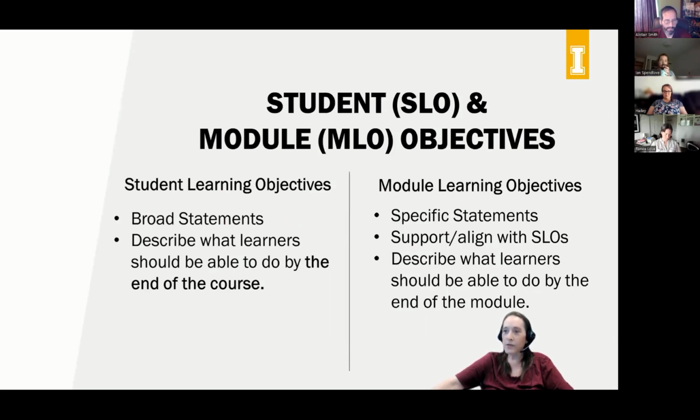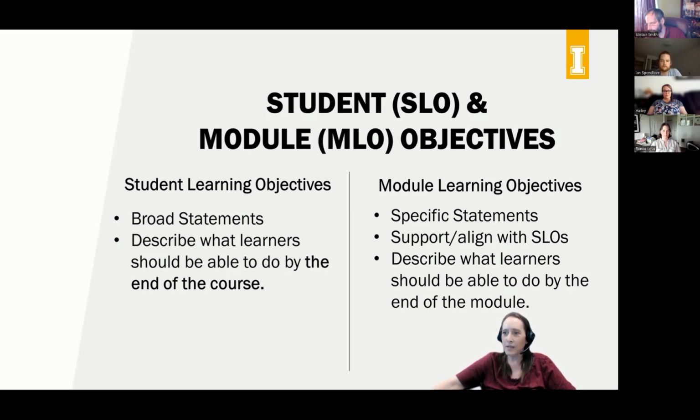So we'll start with student learning objectives and module level objectives. We have two, and remember, objectives and outcomes pretty much mean the same thing. Very, very similar. There might be a bit of a difference, but overall objective and outcome are similar. So our student learning objectives are the objectives related to the course. They're very broad statements, and it's what we want students to be able to do by the end of the course. Those are our SLOs.